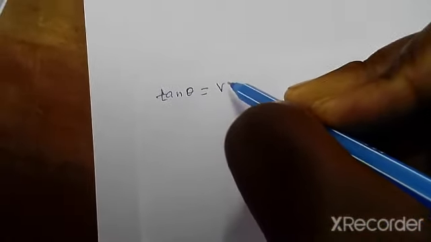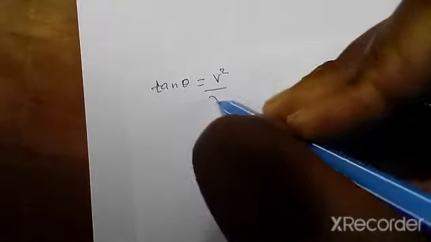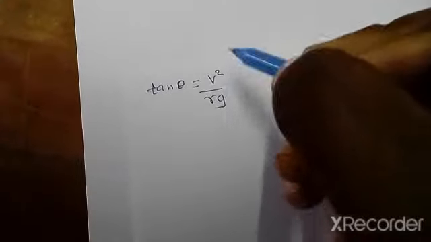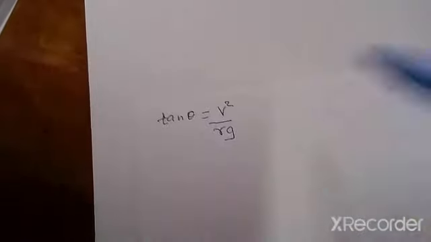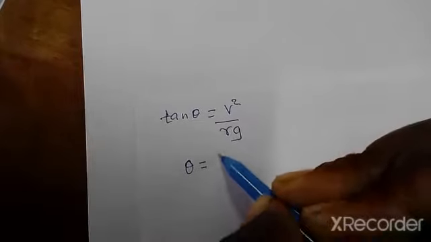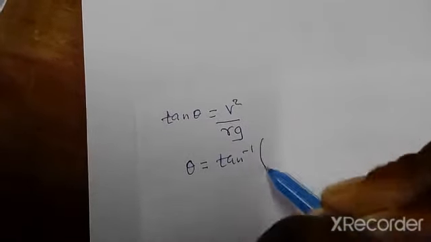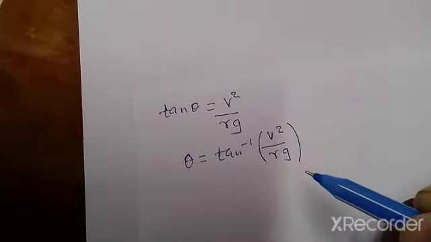So we have now, in fractional form, tan theta will be equal to v squared divided by rg. So the m's have divided through, okay? So we have got these values. So now what is theta? Theta is equal to tan inverse of v squared over rg. That's what we have.